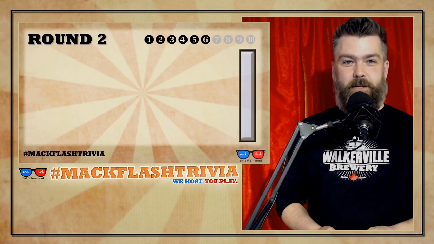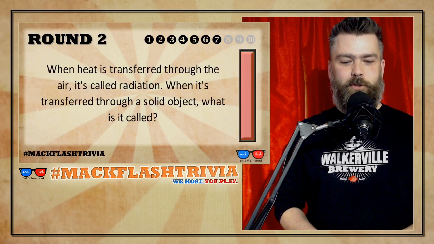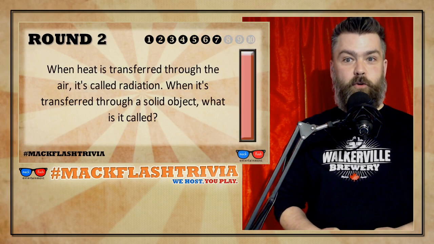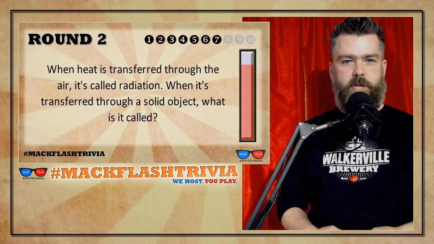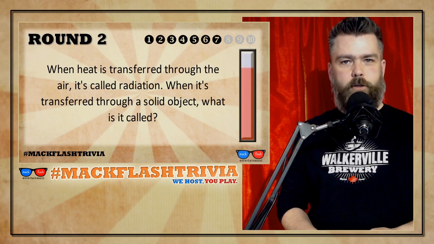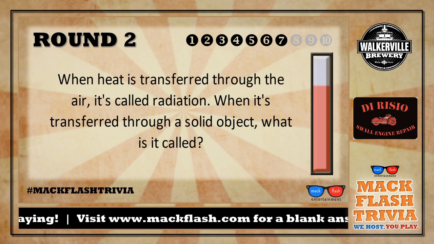Question number 7, as we approach the end of the round, let's take a look for round number 2. If heat is transferred through the air, it is called radiation. When it's transferred through a solid object, what is it called? Once again, when heat is transferred through the air, it's called radiation. When it's transferred through a solid object, what is that called?